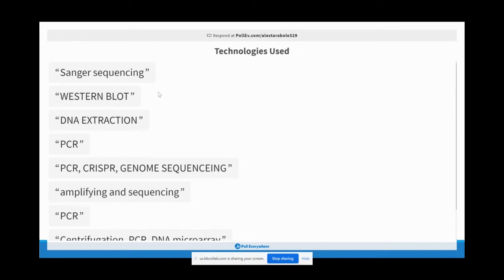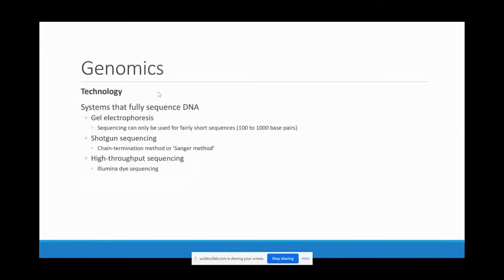Ooh, someone put Western blot. Remember, Western blots are for proteins, not for DNA. Okay, so the technologies you would use for sequencing DNA. Remember, we have a sample of a person's whole DNA, and we need to sequence it.